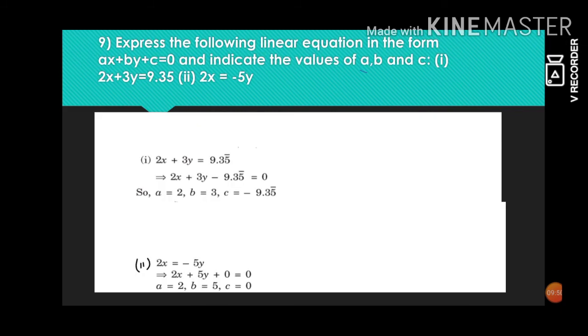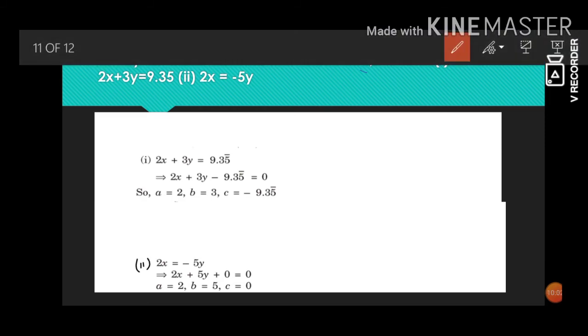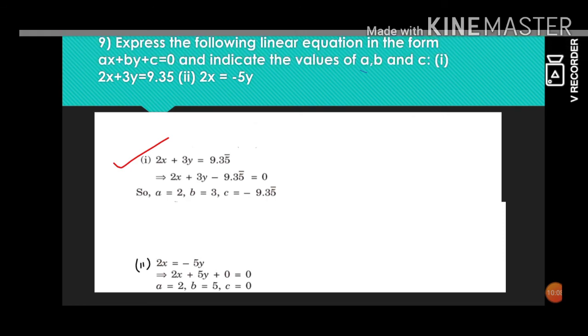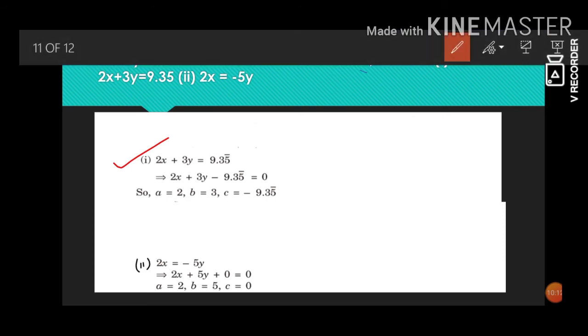Question number 9, and this is the last question. It says, express the following linear equation in the form ax plus by plus c is equal to 0 and indicate the values of a, b, c. So there are two equations given. 2x plus 3y is equal to 9.35 bar. Here the bar is missing. So 9.35 bar.